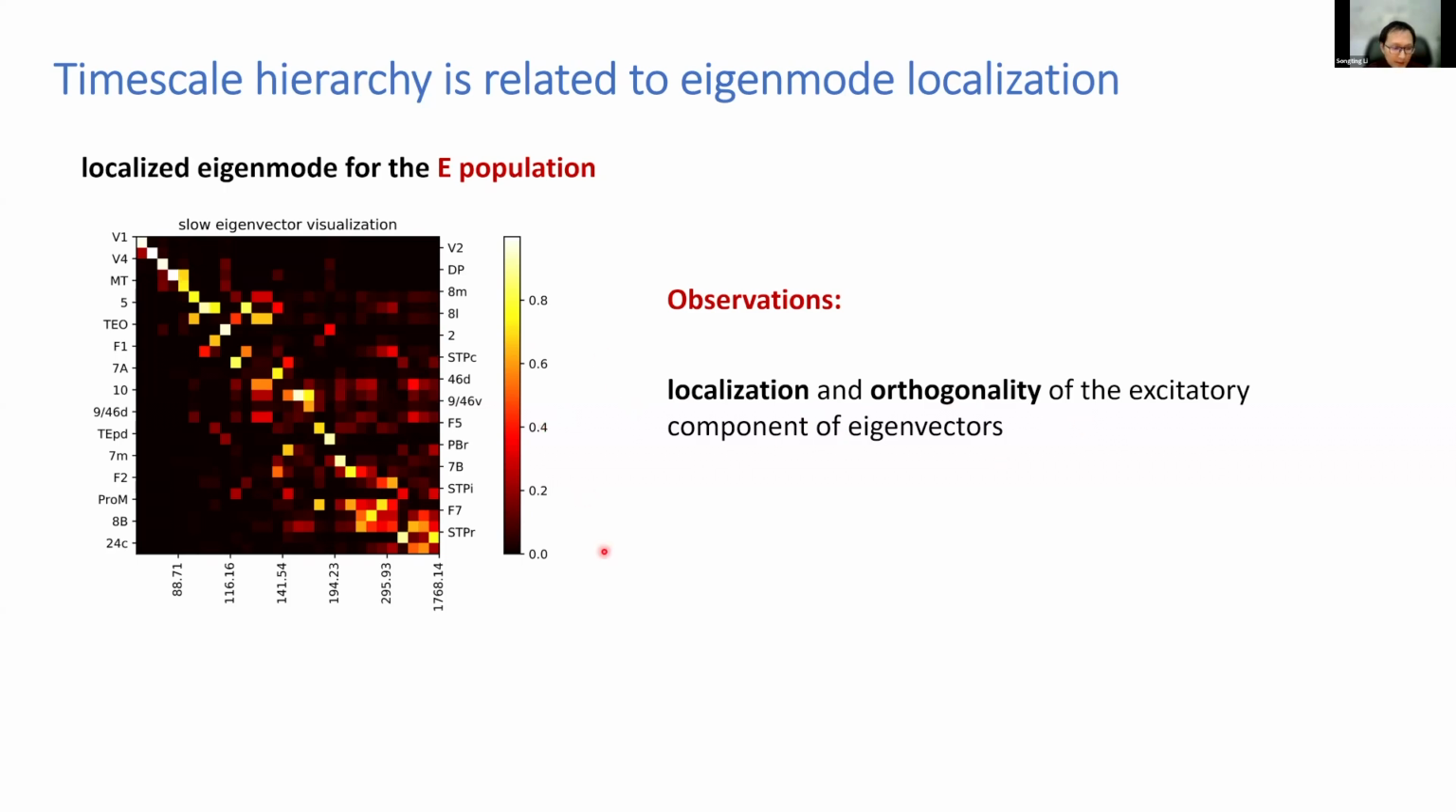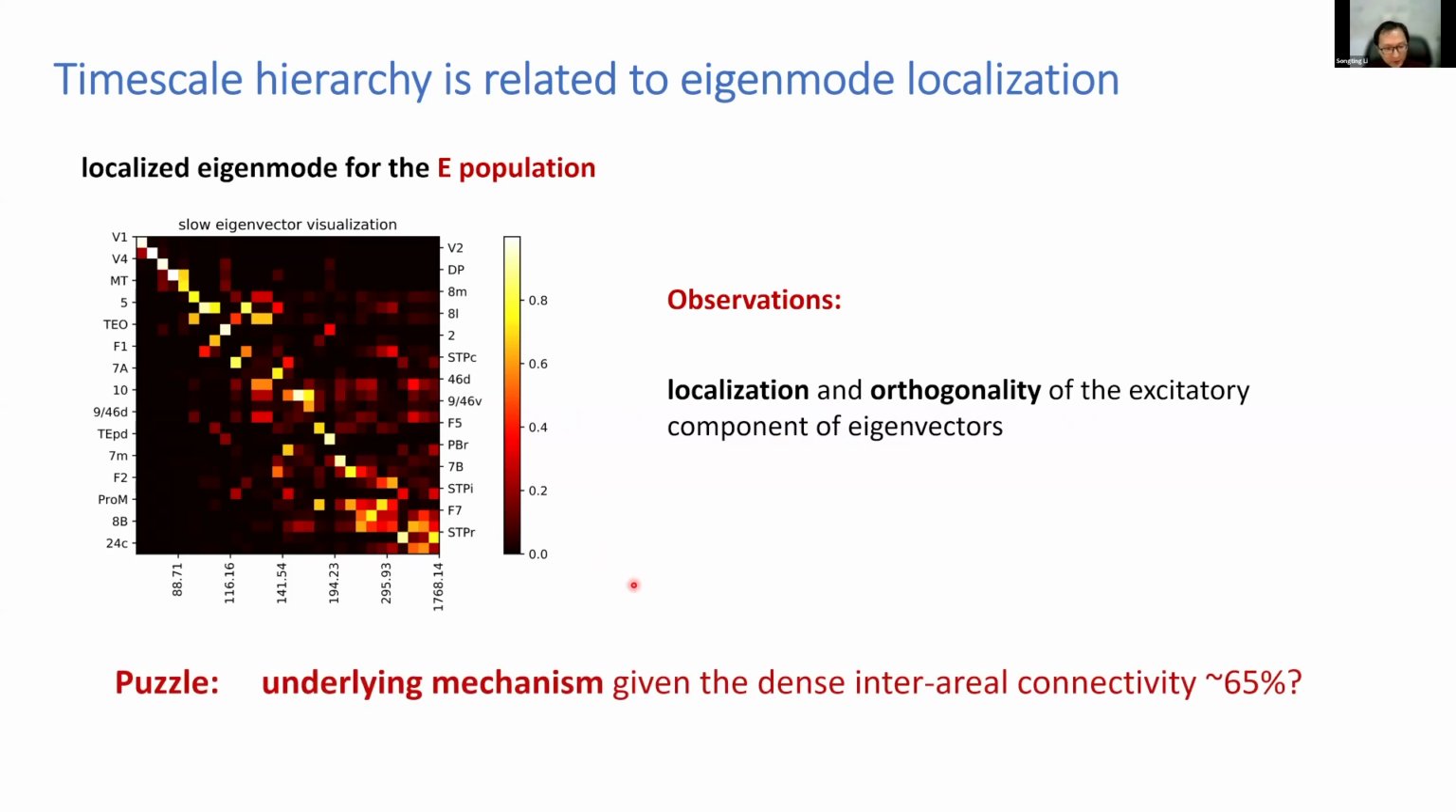Then we have a puzzle because the network is very dense. If we just randomly generate a dense network with a connectivity or density like 65%, then the eigenvectors will be very dense as well. So why in a dense connectivity matrix we still have these very localized eigenmodes is a puzzle.